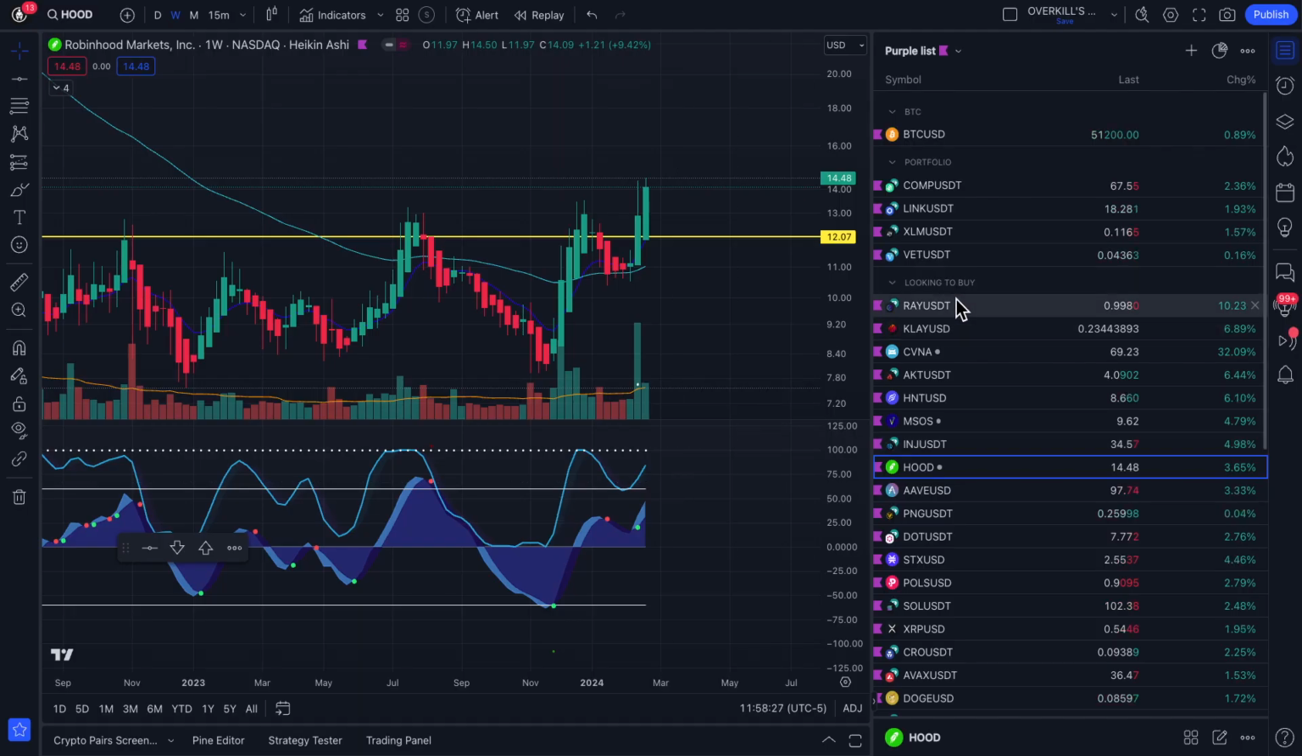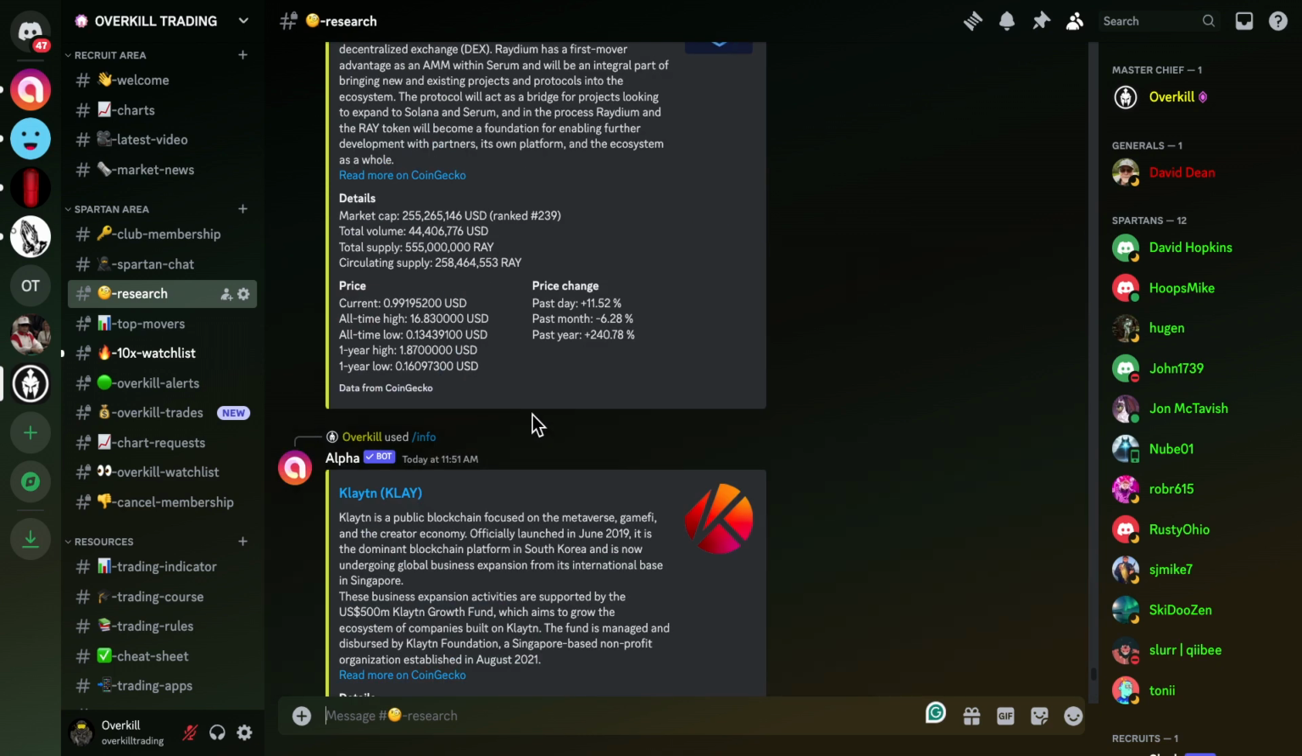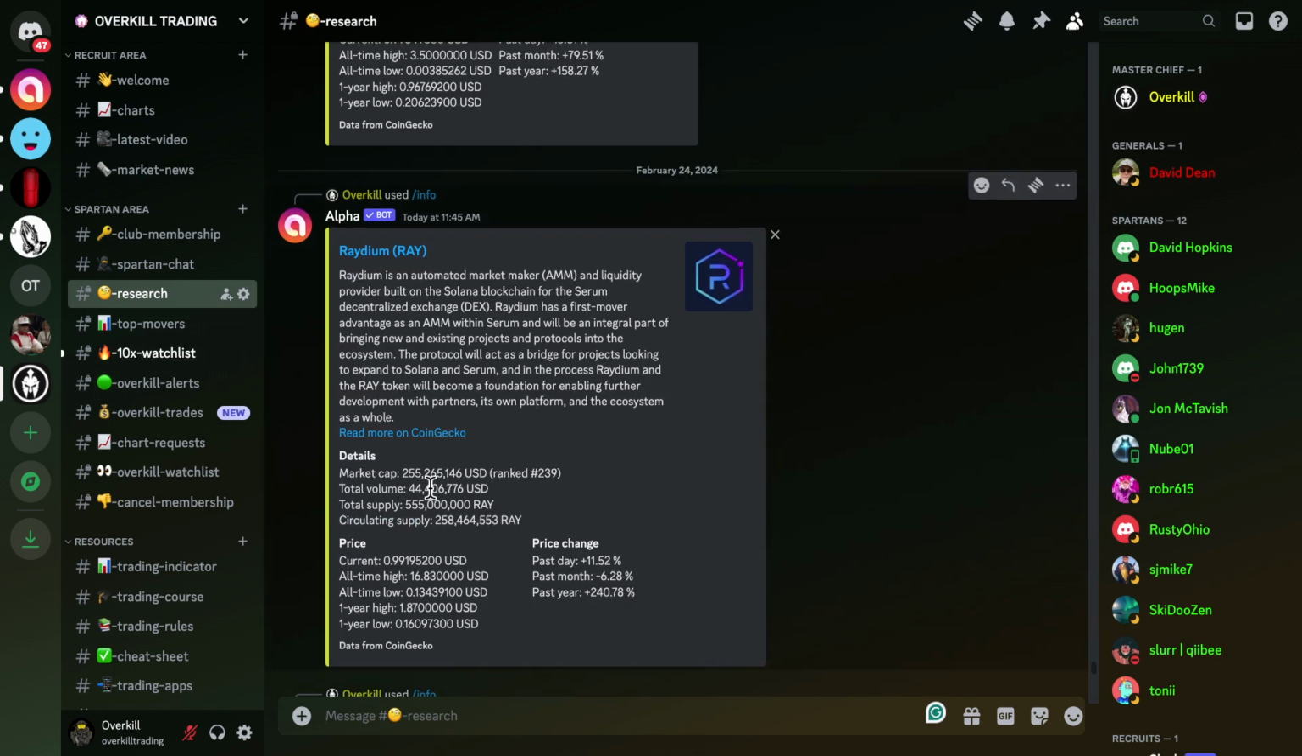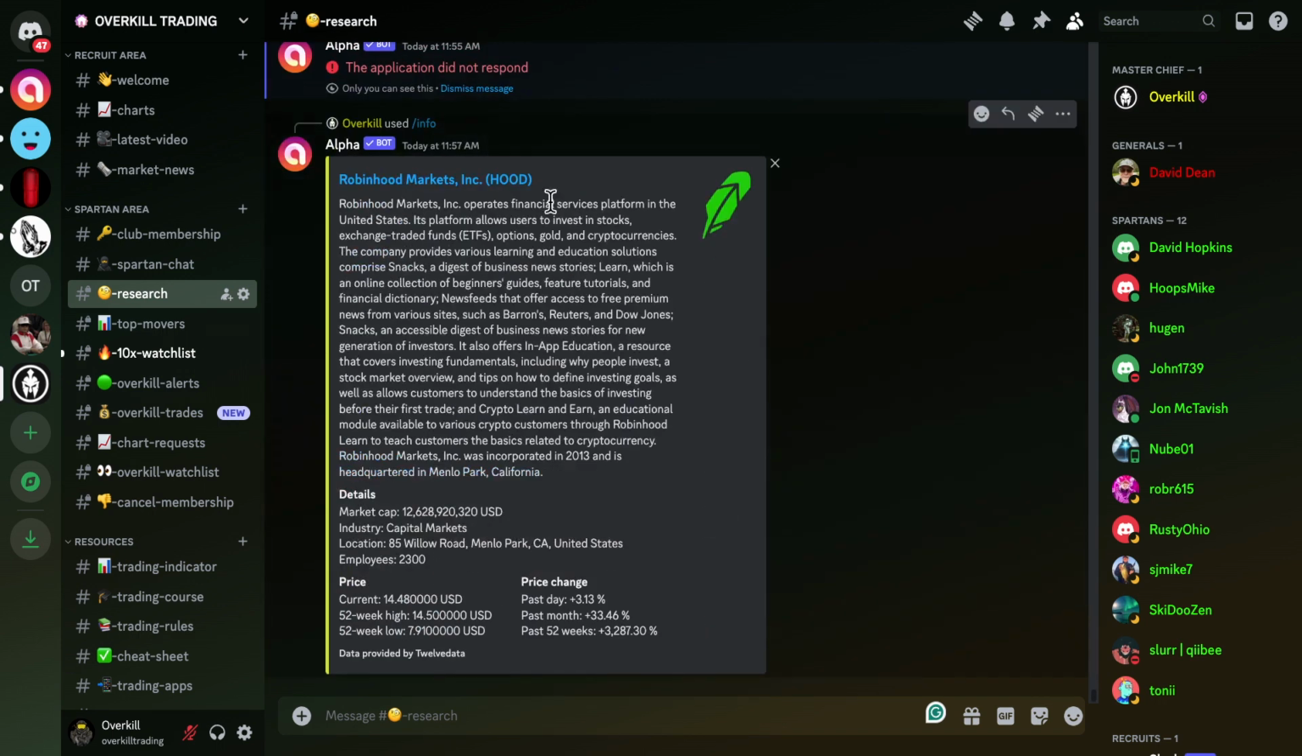Whereas something like Ray, which was a what? $255 million contract market cap, right? So if this went to a $2.5 billion market cap, that would be a 10x. This thing only has to go to 500 million to double. Okay, 500 million to double, which is a whole lot less than 12 billion. I'll tell you that. Okay, so that's why the altcoins move a lot more than something like Robinhood.